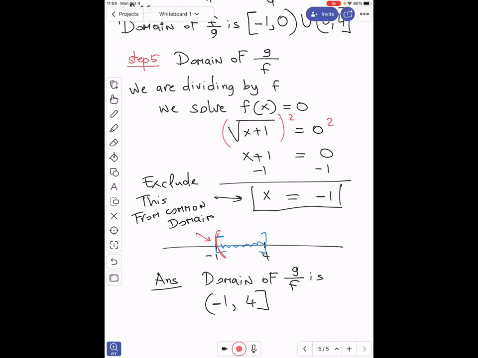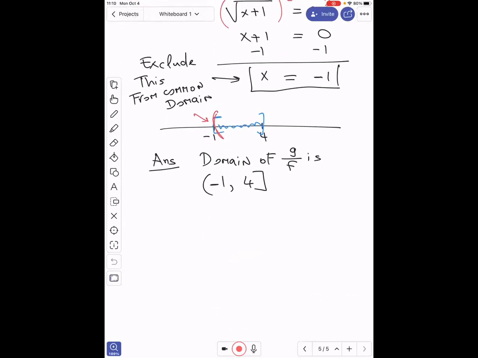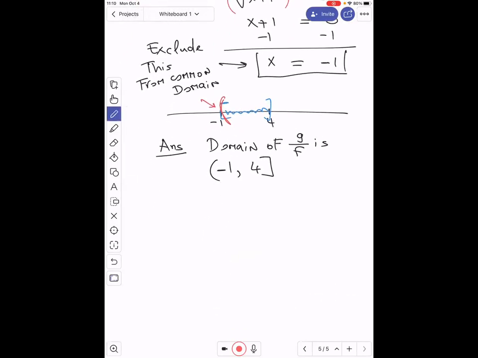Okay, so I guess we are done with the combination of functions, the algebraic operations on functions. We know how to add, subtract, etc. functions. We know how to find the domain. Now the next and last operation is called the composition of functions.